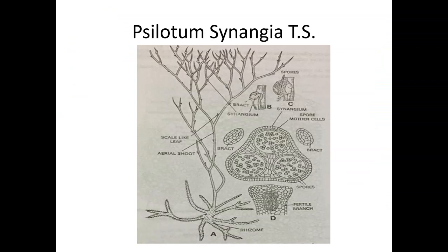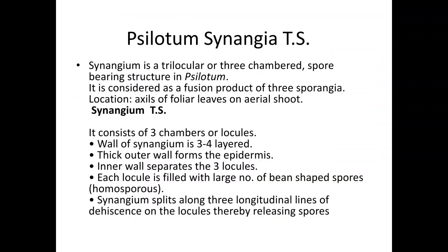The spore producing structure in case of Psilotum is known as synangia, because three sporangia are grouped together and this structure is generally known as the synangia. All spores are similar in size and shape. So the presence of homosporous condition in case of synangia.